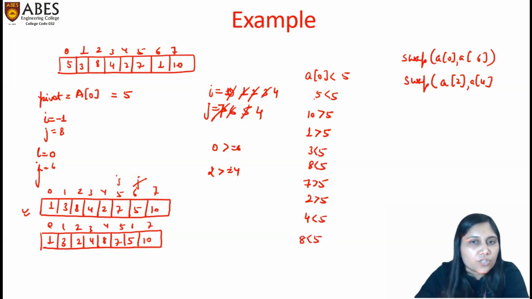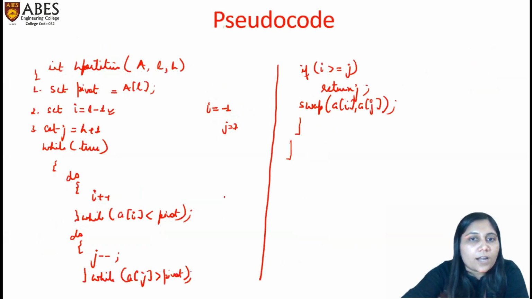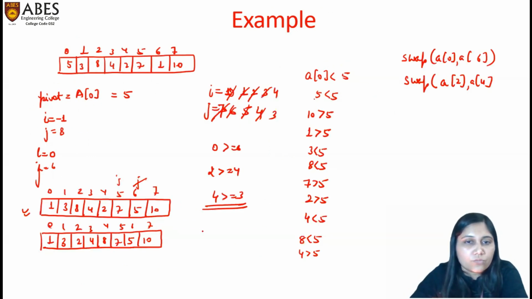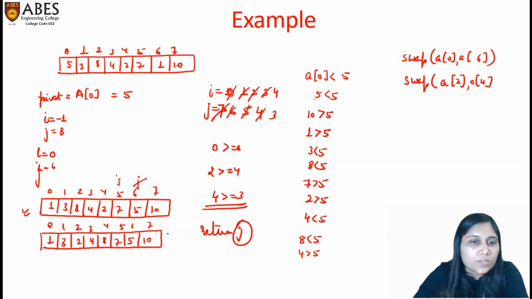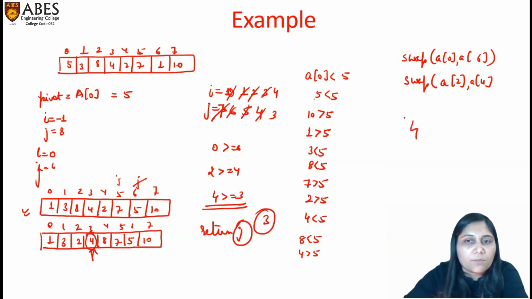Okay. Then we'll go to j. j will become 3. a[3] is 4. 4 is greater than 5, the condition is false. We'll come out of this loop. But now if you see, the condition i greater than or equal to j, 4 is greater than or equal to 3, is true. Now if it is true, then what we have to return? We have to return the value of j. So we will be returning the value of j, which is 3. Now this is my pivot. So 4 will become my pivot element.